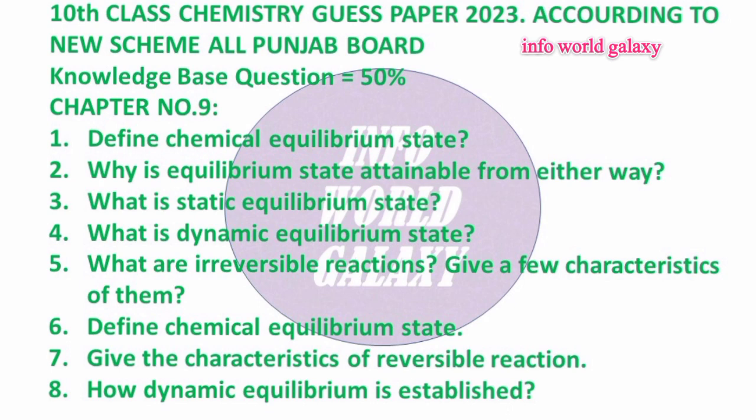2. Why is the equilibrium state attainable from either way? 3. What is static equilibrium state? 4. What is dynamic equilibrium state? 5. What are irreversible reactions? Give a few characteristics of them. 6. Define chemical equilibrium state. 7. Give the characteristics of reversible reactions. 8. How is dynamic equilibrium established?